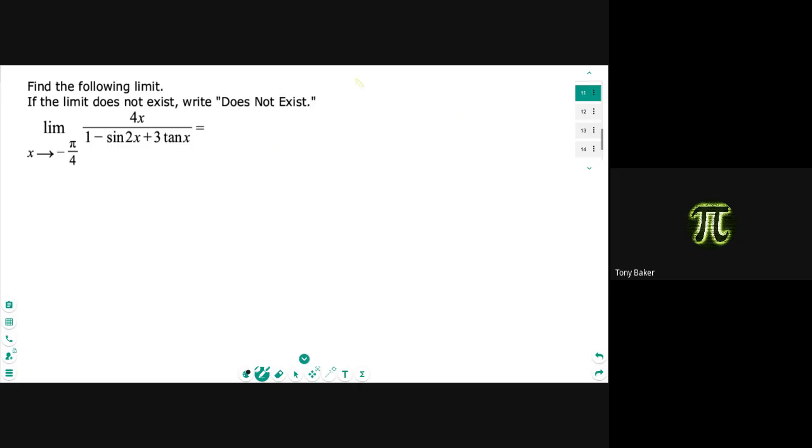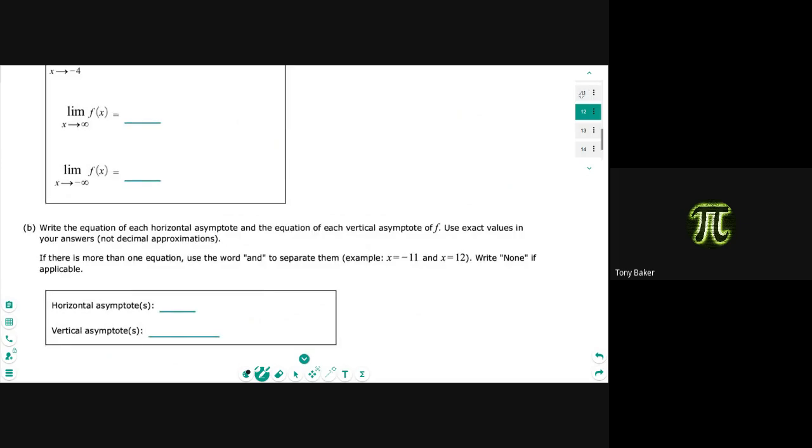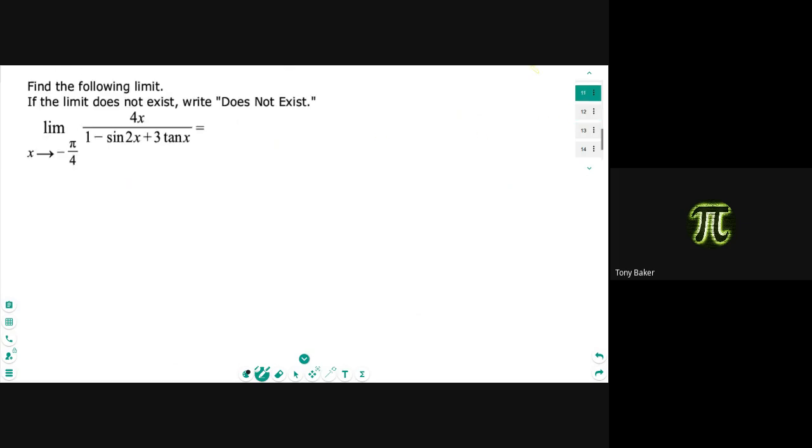All right, one more trig problem. Promise this is the last of the trig problems.